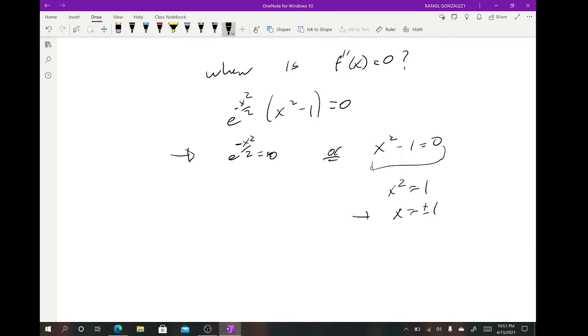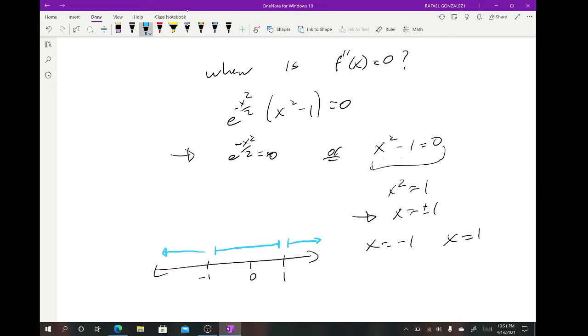But now this piece right here gives us our intervals, because we have x equals minus 1 and x equals 1. If you draw the real number line, you have minus 1 and 1. So we have three intervals where we could test whether the function is concave up or down. One is to the left of -1, the other is between -1 and 1, and the other is to the right of 1. In other words, we're looking at the interval from minus infinity to minus 1, the interval between minus 1 and 1, and the interval between 1 and plus infinity.